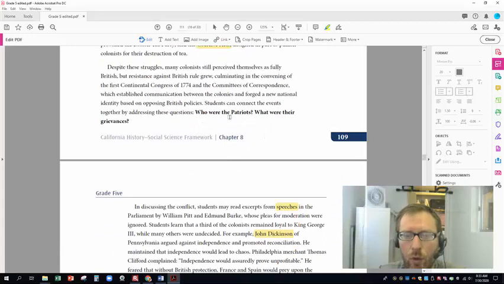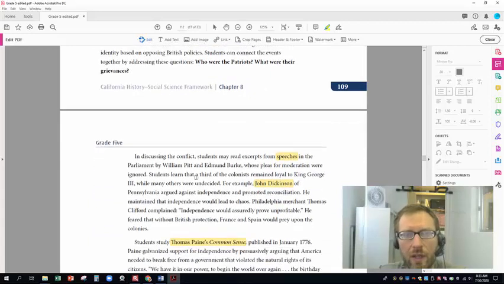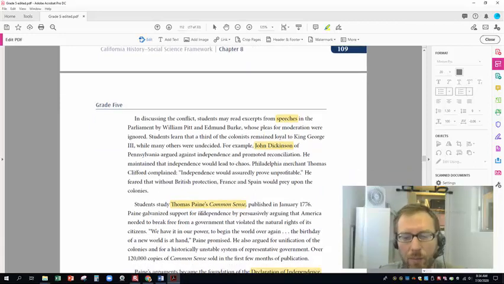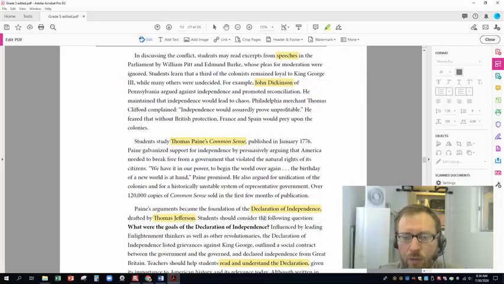We get to who were the patriots and who weren't. Grade 5 gives examples of loyalists, gives examples of moderates in Britain, and things that people can read, whether it's speeches from William Pitt, Edmund Burke, writings of John Dickinson, or Thomas Paine's Common Sense. Finally, it focuses in on the Declaration of Independence.